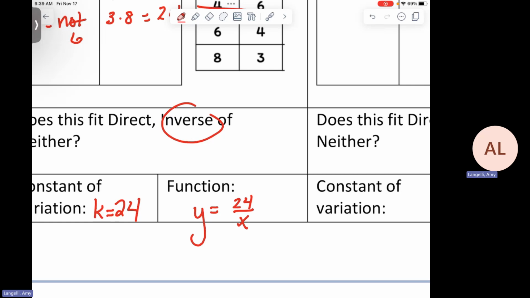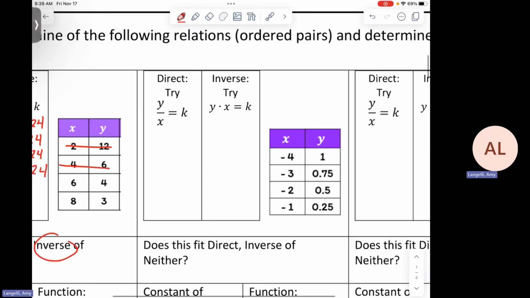9:38. Okay, so I have 24 minutes. Okay. Let's try this next one.